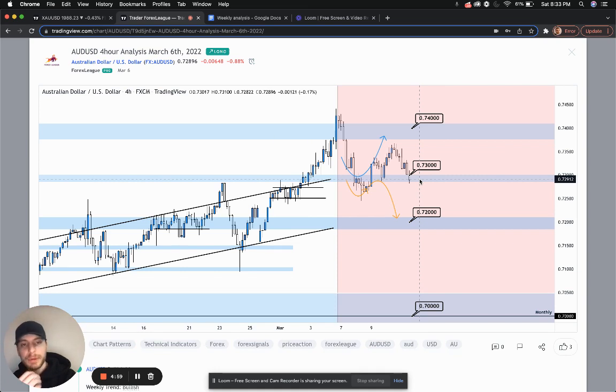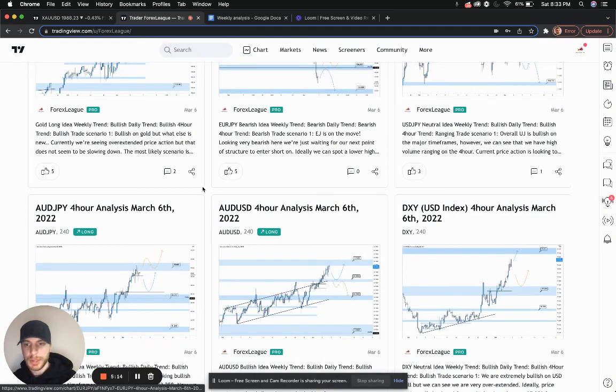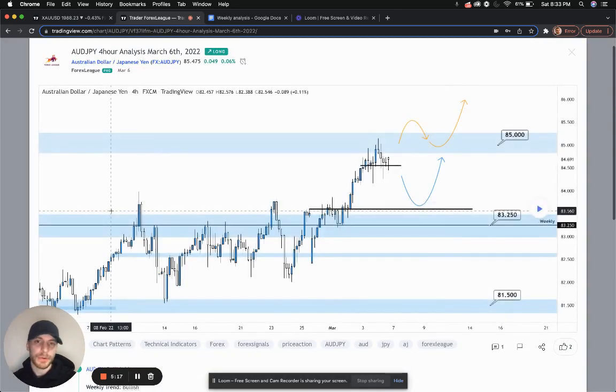I would say this followed trade path 1. There was definitely a minor trade in there. However, it did come back on you. You would have needed to clip this trade for a little bit of profit, though. The overall analysis was pretty accurate. Price action just didn't play out as cleanly as we were expecting. So that's AU. Let's jump over to AJ here.